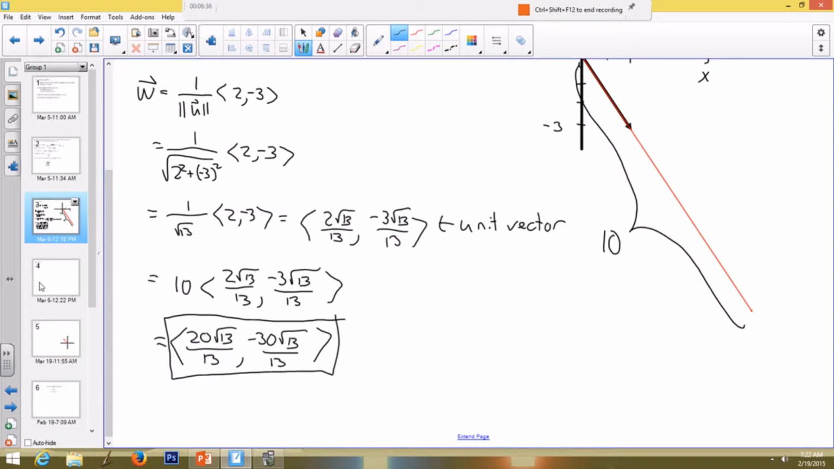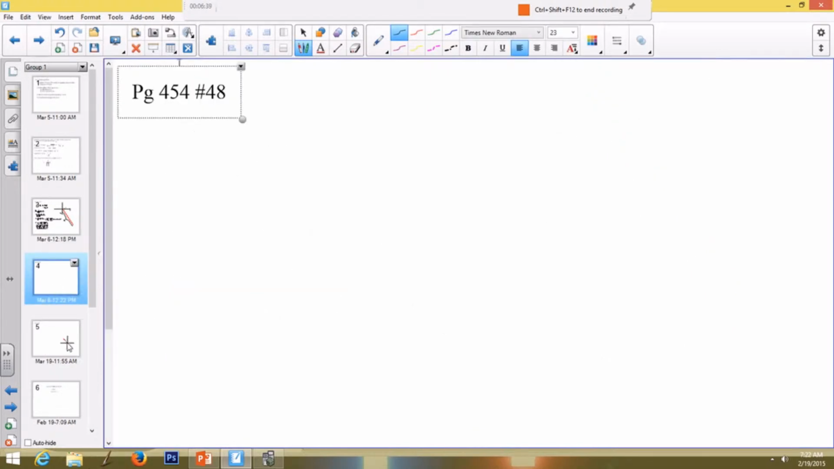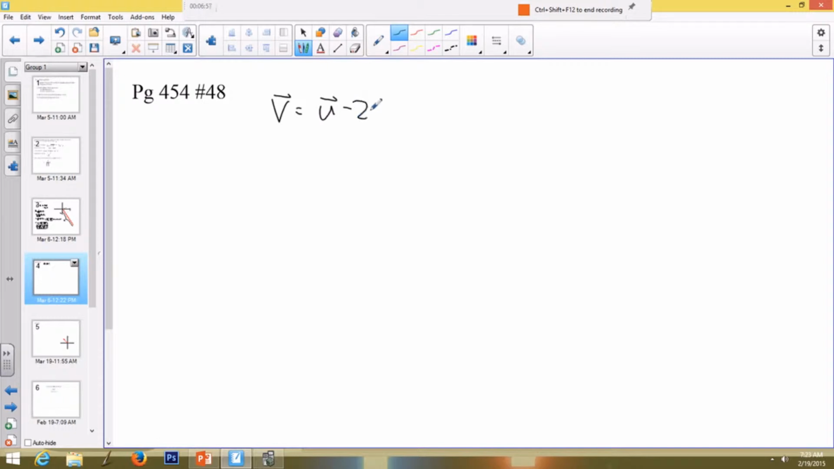All right. Okay, moving on. Next one, same page, number 48. In number 48, they say the vector v is equal to u minus 2w, and they say that u is equal to 2i minus j, and w, that vector, is equal to i plus 2j.